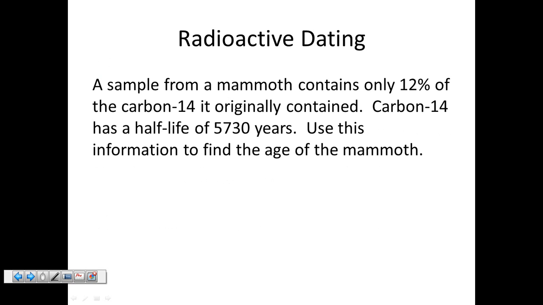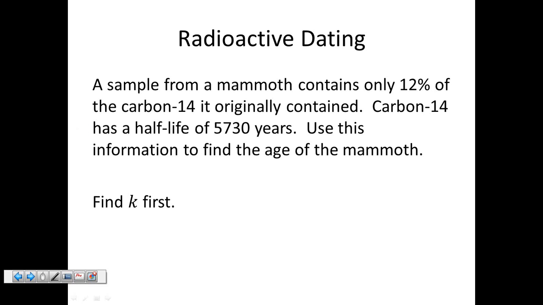Okay, so let's take a look at an example problem. It says a sample from a mammoth contains only 12% of the carbon-14 it originally contained. So we don't know how much it originally had, but we know a ratio, and we know that there's 12% of the carbon-14 remaining. Carbon-14 has a half-life of 5,730 years. We're going to use that number to find K. And it says use this information to find the age of the mammoth.